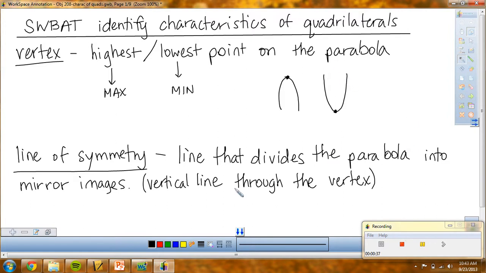The line of symmetry is a line that divides the parabola into mirror images, and it's a vertical line through the vertex. So if I have my parabola and my lowest point, which is the vertex, the axis of symmetry just kind of cuts the parabola directly in half. So if I were to fold this, it would be a mirror image of itself. It would match up perfectly, and it does pass through the vertex.